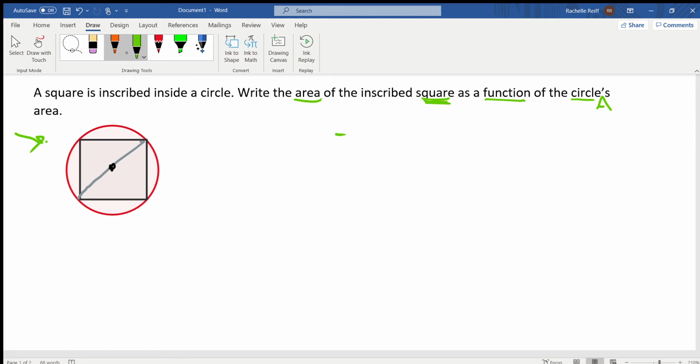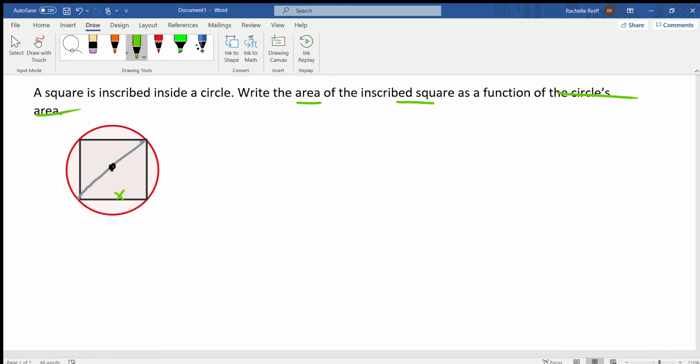So first, before we try to think of it as the function of something else, because that's a lot, let's just do writing the area of the square, without this part. Don't worry about this part yet. That'll come in handy later. Let's just do, what would the area of the square be? Well, I don't know what each side is, so let's just call it x for now.